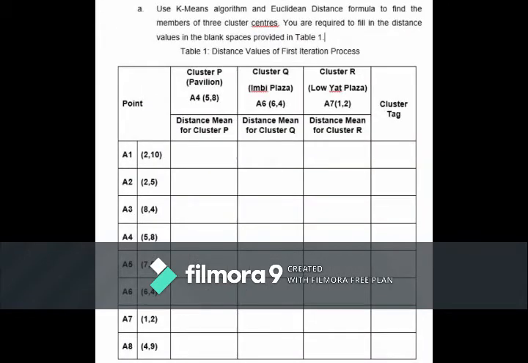Okay, next. For question 1A, the first question. Use K-means algorithm and Euclidean distance formula to find the members of three cluster centers. You are required to fill in the distance values in the blank spaces provided in table 1. So as we can see, in the table 1 there are blank spaces and we need to fill it. And in order to fill it, we need to use the Euclidean distance formula because we want to find the distance mean for each cluster.